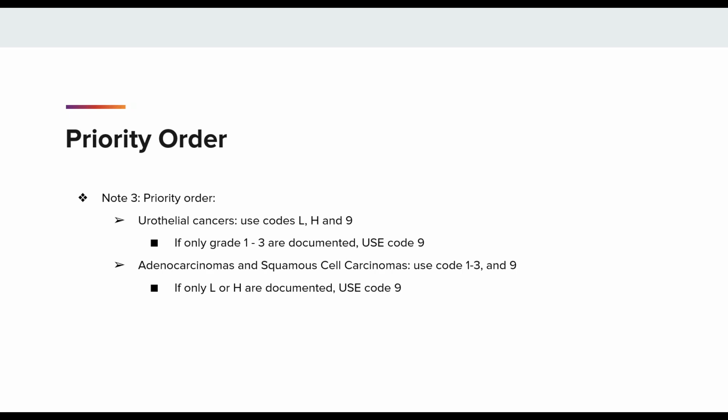The Note 3 importance. For urothelial cancers, we are to use code L, H, and 9, which is low grade, high grade, or unknown. If the pathology report only states grade 1 through 3, which is well, moderately, or poorly differentiated, then we use code 9. For adenocarcinomas and squamous cell carcinomas, we are to use codes 1 through 3 for the grade. If the path report states low or high for either of those histologies, then we code to 9, unknown.